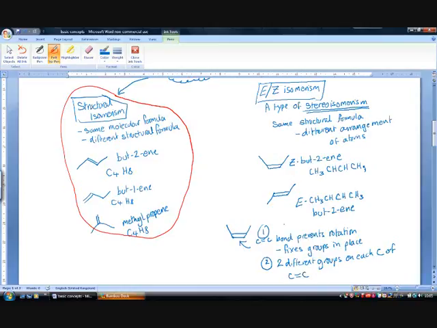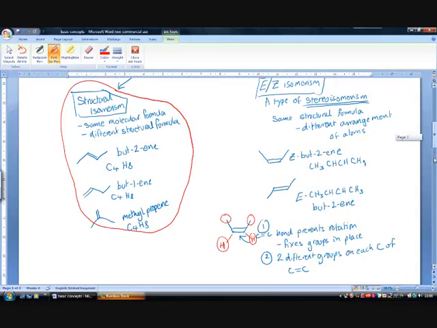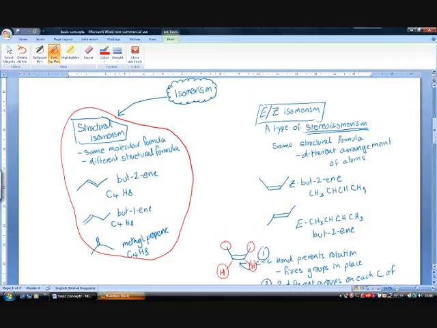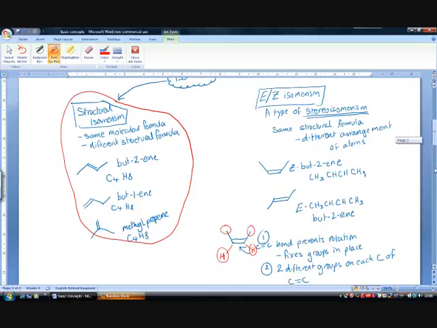Now I'll show you what I mean there. On this carbon here, for example, it's not shown in a skeletal formula, but there is an H there. So we have an H there and a methyl group on the other side, and an H there and a methyl group on the other side. Each carbon on the carbon-carbon double bond has two different groups. So those conditions are necessary to show E/Z isomerism with the alkenes.